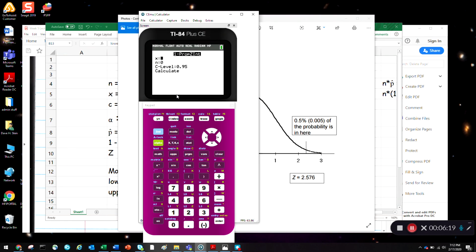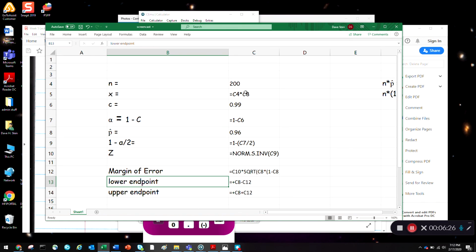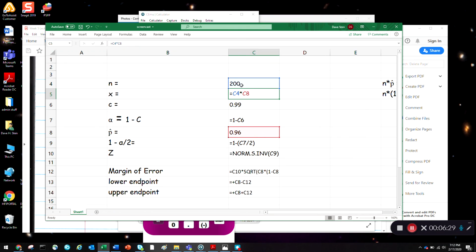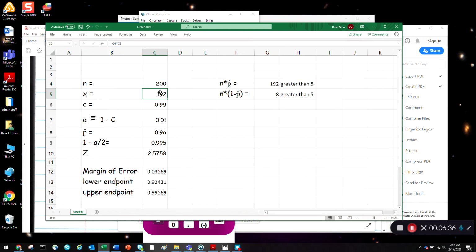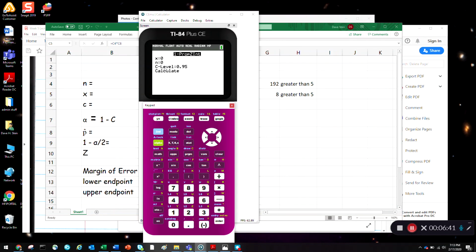The X, we're not given X. X is the number of good computers that were in that sample, but I can calculate that. I can take the sample size and the percentage of good, and I can calculate that there was 192. So it's 192 that were good computers, and there were 200 in our sample size.